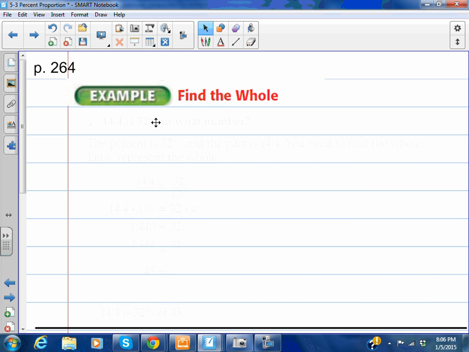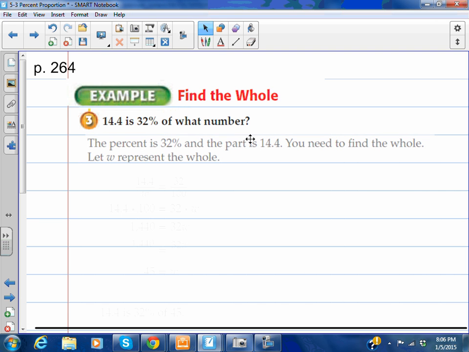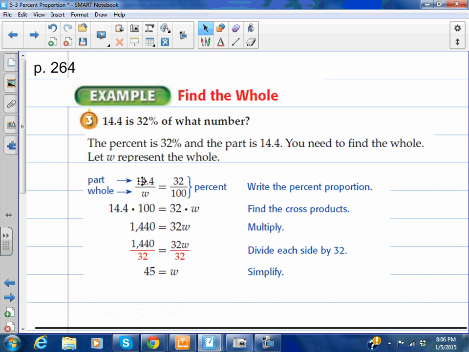Finding the whole. So this time we're going to know our is, we're going to know our percent, and we don't know of. So 32 is the percent. The part is 14 and 4/10, and we don't know the whole. So we plug in is, percent, looking for of, looking for our whole number, cross products, continue, divide to get the variable alone, and we end up with our whole of 45. Meaning then that 14 and 4/10 is 32% of 45. Notice how we asked a question up here, and then we end up having an answer when we're done.